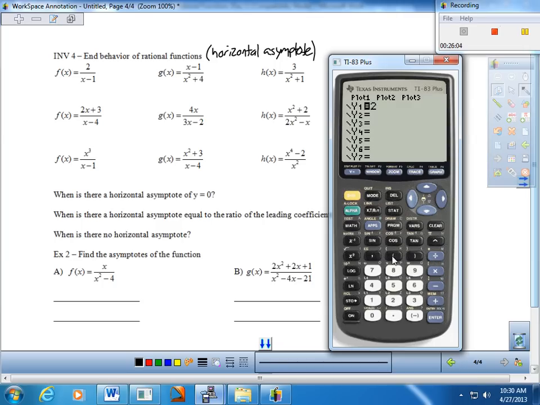So here's what I'll ask. Let's all do this one together. Type in 2 divided by x minus 1. I'm going to hit zoom in number 6. And remember, what I'm looking for here is the end behavior. End behavior means what's going on as the graph is going to infinity on the right, and really as x goes to negative infinity on the left.